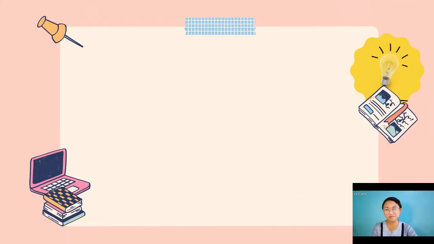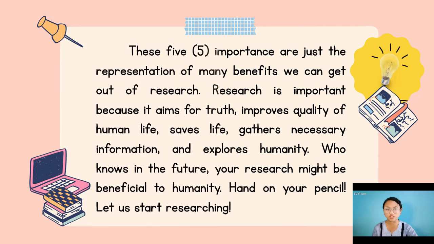Now students, I know you probably have your own experience of how research works. You can actually still cite other importance of research based on your own experiences. The five importance of research I have mentioned are just a representation of the many benefits we can get out of research. So take note. Research is important because it aims for truth, it improves quality of human life, it saves lives, it gathers necessary information, it explores humanity. Who knows, in the future, your research might be beneficial to humanity.